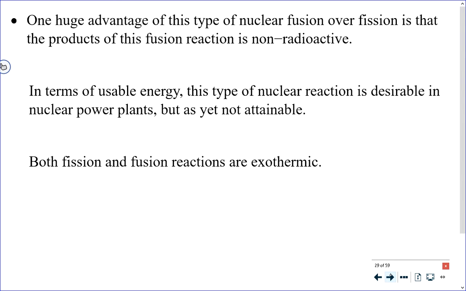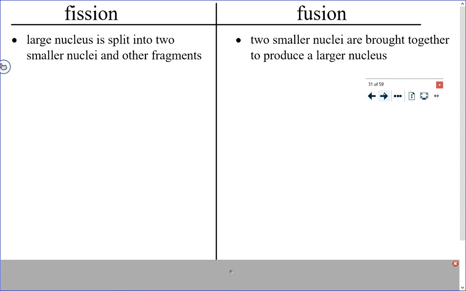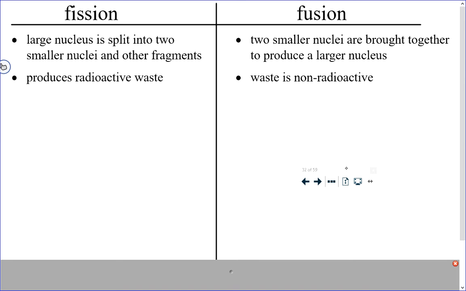Remember that both fission and fusion are exothermic. Going through the differences and similarities between them, just in general, fission involves taking a large nucleus and splitting it into smaller pieces. Fusion involves taking smaller nuclei and bringing them together to produce a larger nucleus. With fission, you produce radioactive waste. With fusion, the waste is non-radioactive, so it's perfectly safe.